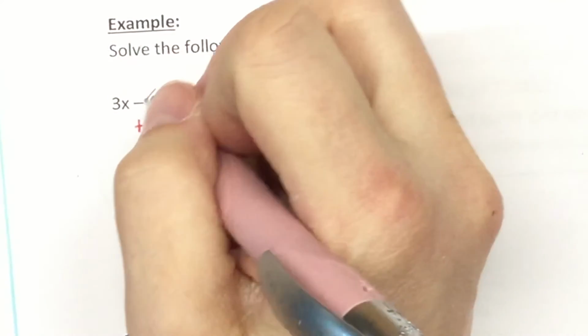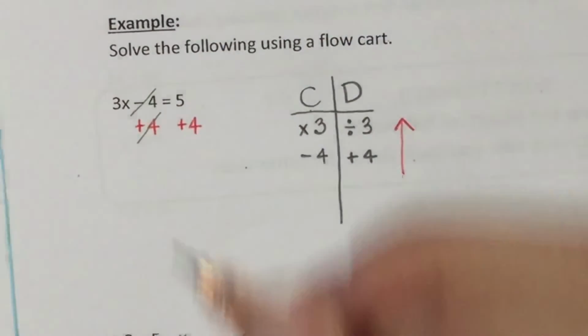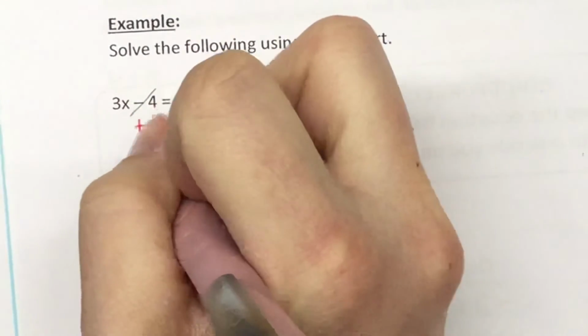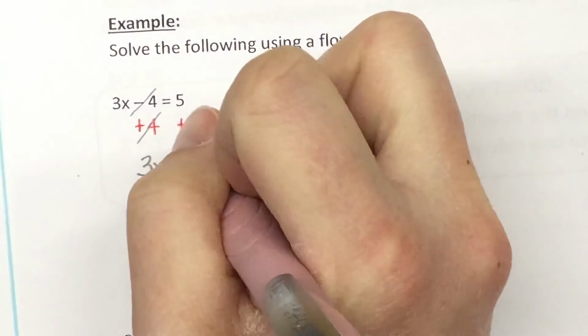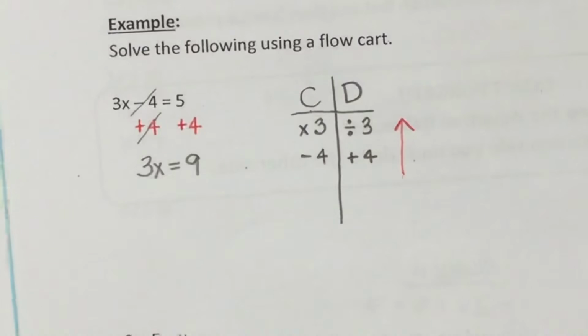Okay, so when I do that, my minus 4 and my plus 4, they cancel out, and I'm left with 3x on the left. And on the right side, I have 9. 5 plus 4.